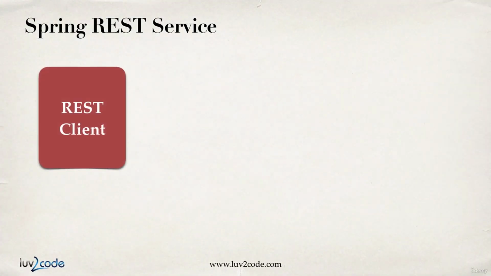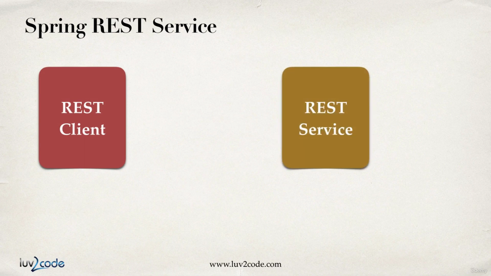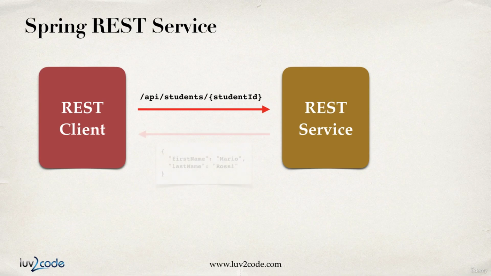Now let's look at this as far as the big picture here. So we'll have our REST client, and then over on the far right, we'll have our REST service. We'll make a call to /api/students/{studentId} in curly braces. And again, that's our path variable. So then it'll return back that given student. Here, we're just making up an example. It'll return back Mario Rossi.